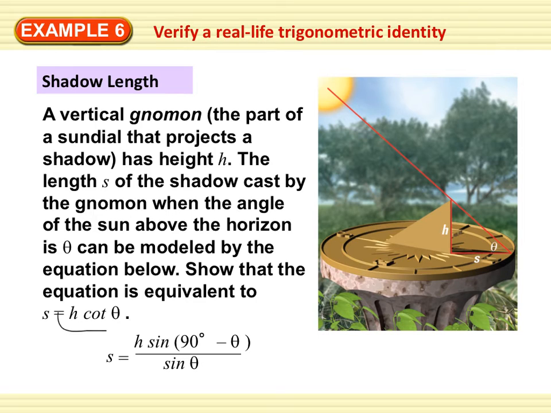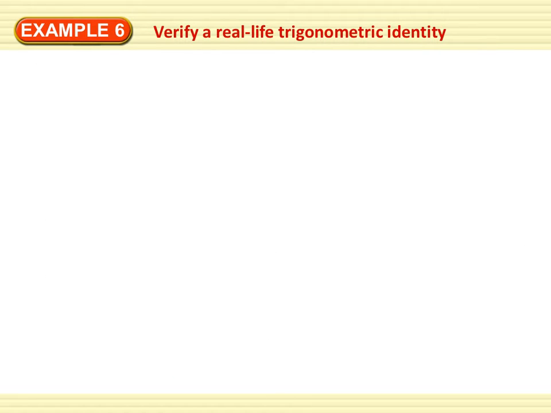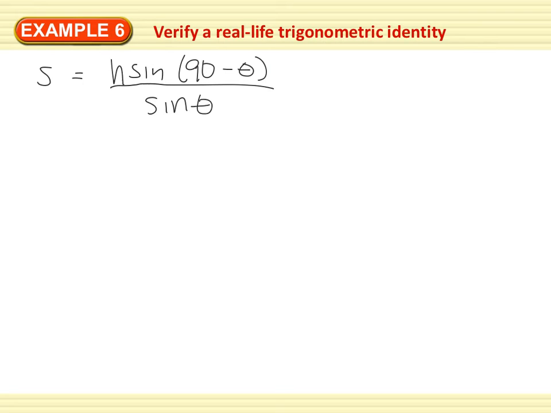So I'm trying to show that these are equivalent, right? And I need a new slide to do that. Right, so we have s equals h sine of 90 minus theta over sine theta. And I'm trying to prove that that is equal to h cotangent theta.